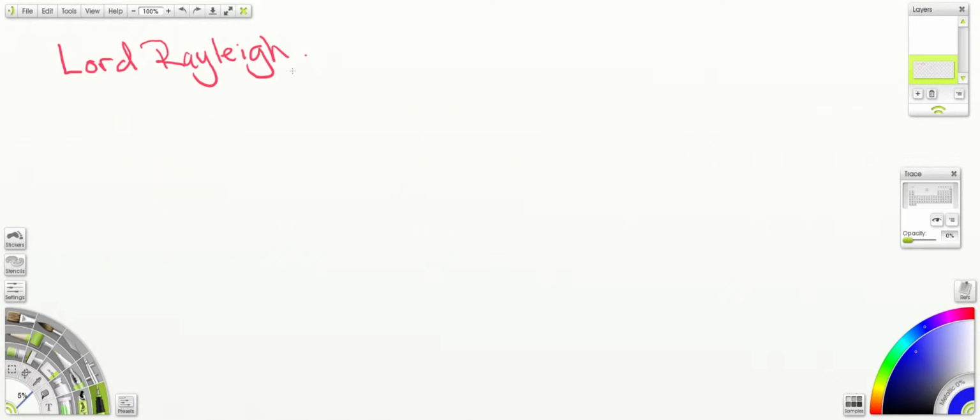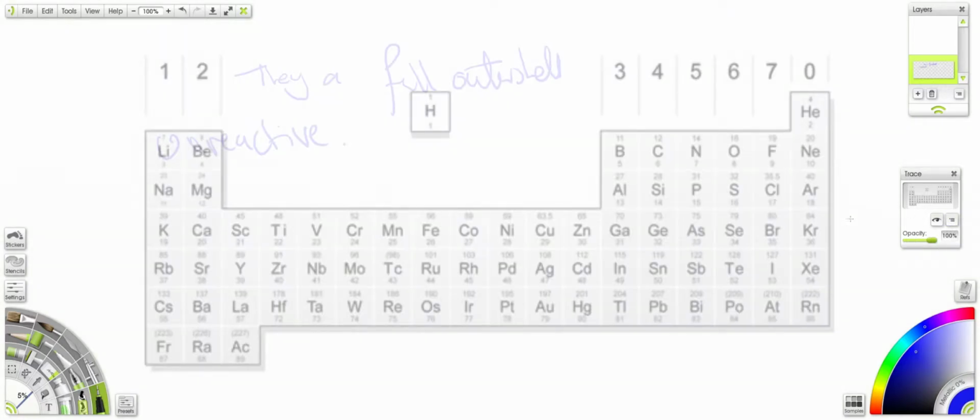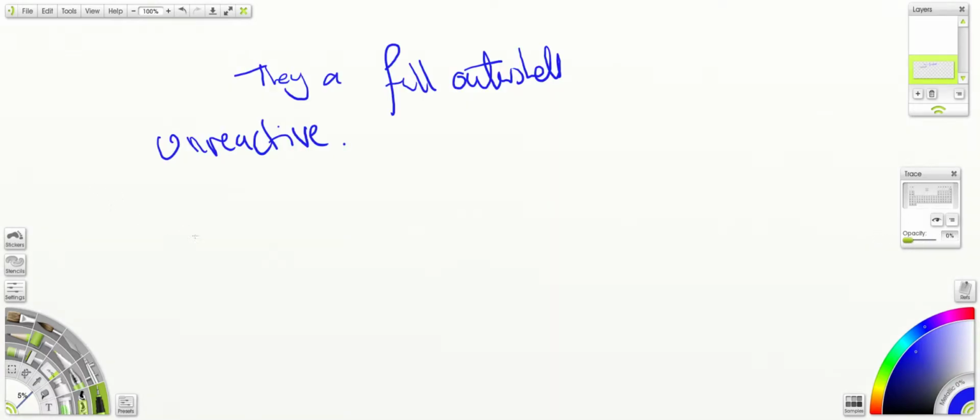Now with the noble gases, like we said, they have a full outer shell. Okay, so because of that, they are unreactive, and this allows us to use them for some interesting things. Now I'm going to pick the obvious ones first, so let's go to our periodic table. The obvious ones are neon and helium. Okay, everyone knows what helium is used for and what neon is used for. So here's helium.